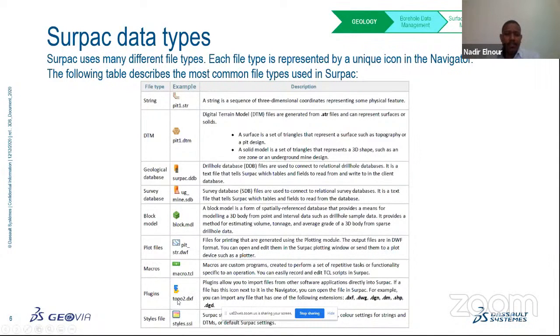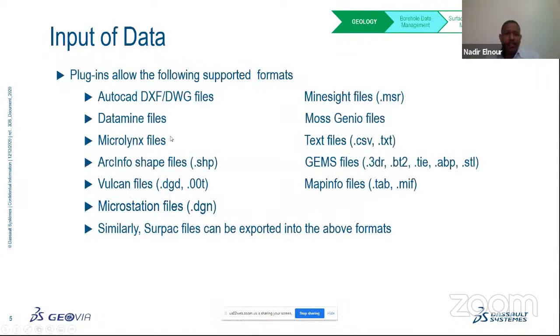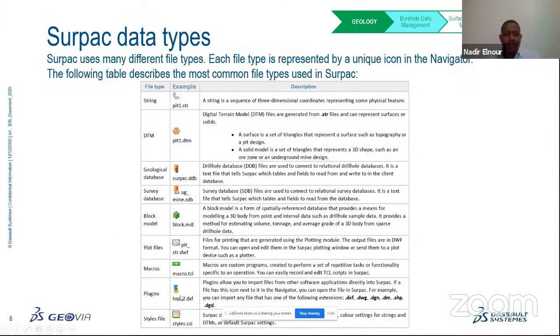The plugin is different, like this one here, we call it a plugin. If you have any data from different software, there's a module in Servback, they call it a plugin. You can just drag and drop and it automatically will open the file for you. The plugin file will appear like this symbol here, if it is DXF, if it is .dm, if it is .shp file. And finally, we have the style file.